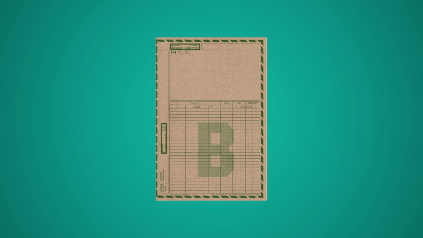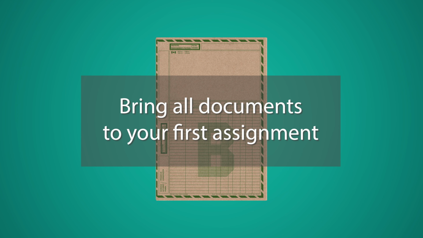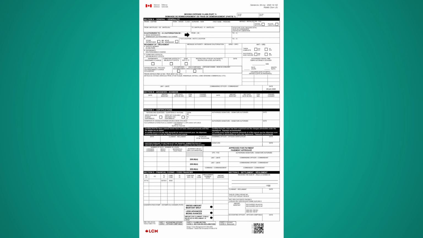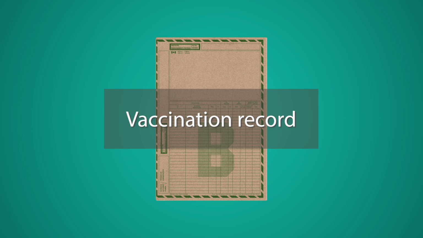Here is some important information to know for your next assignment. Please keep the envelope in a safe place so it does not get lost. You must bring all the documents we have given you to your original assignment unit. CF 100 Leave Request Authorization. D&D 6054 Moving Expense Claim Part 1. TBS 330-60 Security Clearance Form. Your original birth certificate or citizenship certificate. Your vaccination record, if you have one.